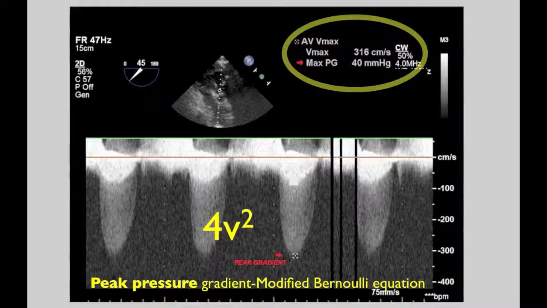So in this case, in the deep transgastric view, we're going to use the Bernoulli equation to calculate a peak gradient from a peak velocity. We have a peak velocity of 3.2 meters per second, and we apply the modified Bernoulli equation, using 4 times that peak velocity squared to get a gradient of 40 millimeters of mercury.